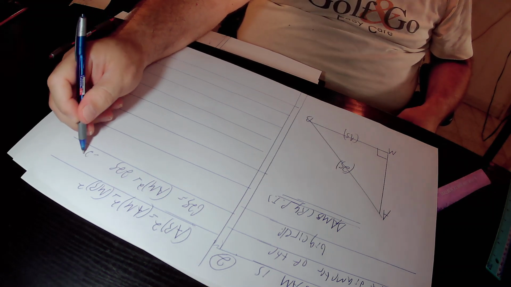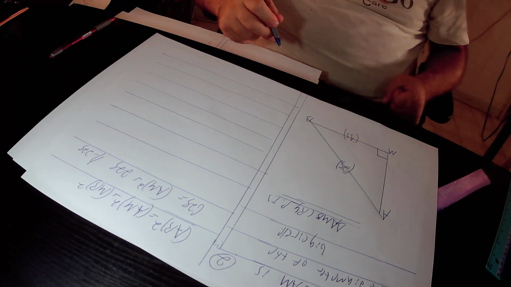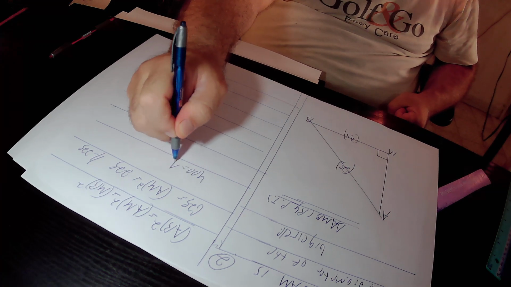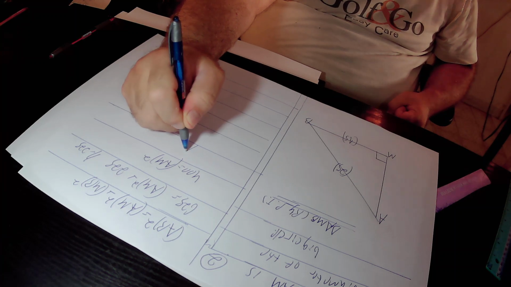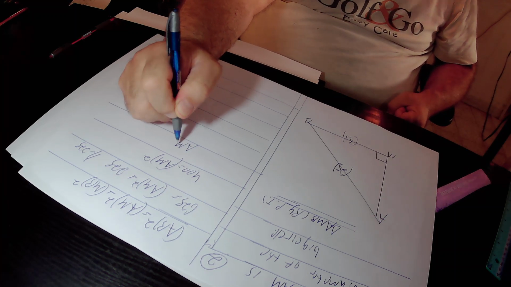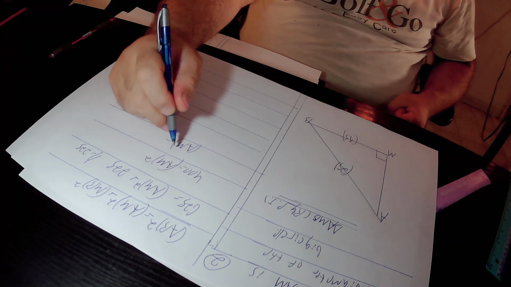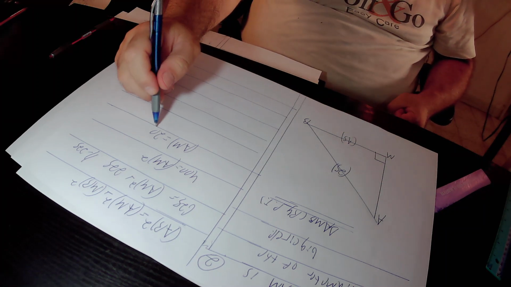Here we subtract 225 from this equation, and we get that 625 minus 225 is 400, so 400 equals AM squared. Here we take a root of this equation, and finally get that AM, the missing side, equals the square root of 400, this is 20. So the missing side AM equals 20 units in its length.